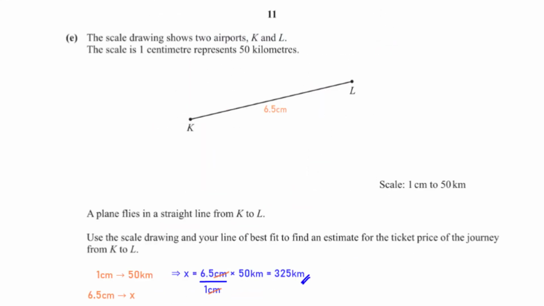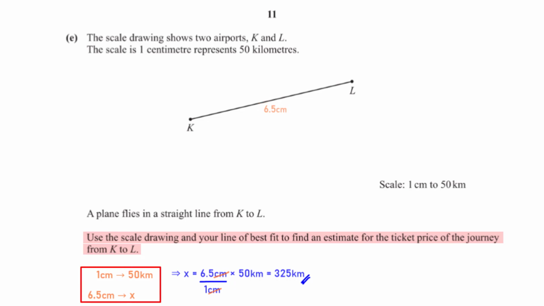The scale drawing shows two airports, K and L. The scale is 1 centimeter represents 50 kilometers. A plane flies in a straight line from K to L. Use the scale drawing and your line of best fit to find an estimate for the ticket price of the journey from K to L. First, we need to find the distance the plane covers from K to L. On the scale drawing, when we measure the distance between K and L, we get 6.5 centimeters.